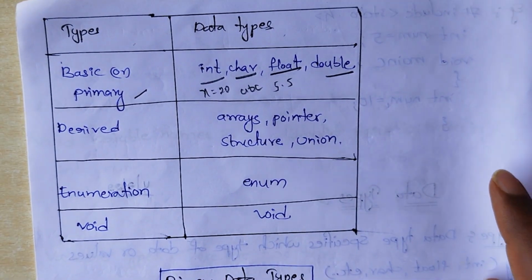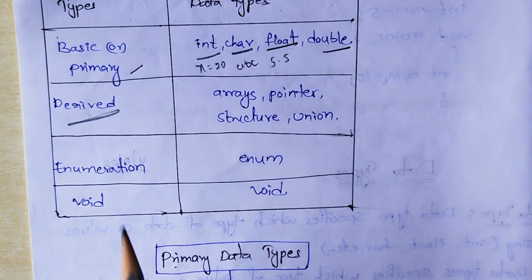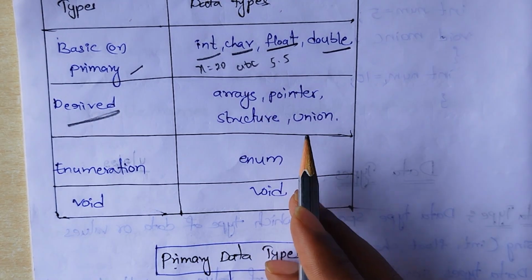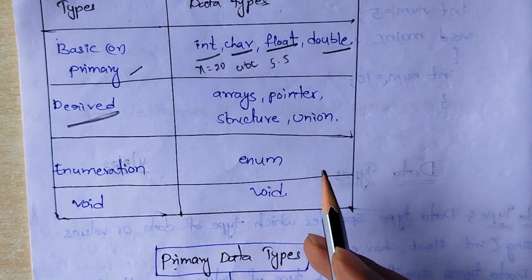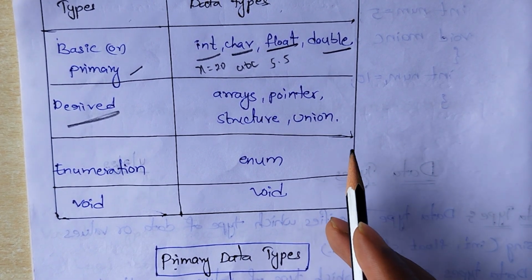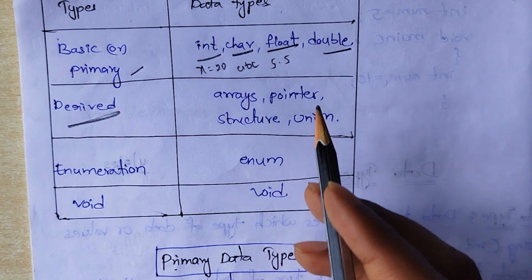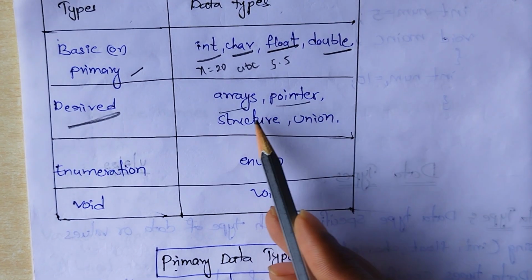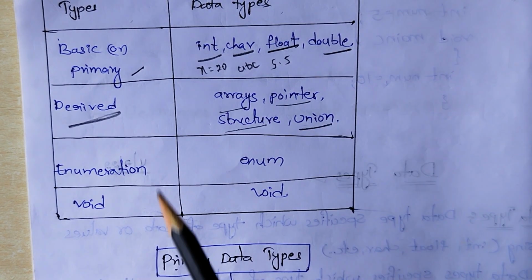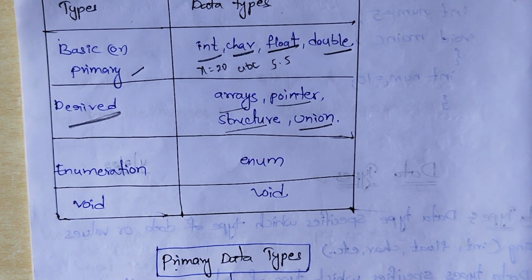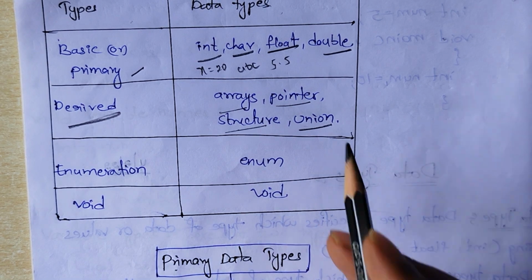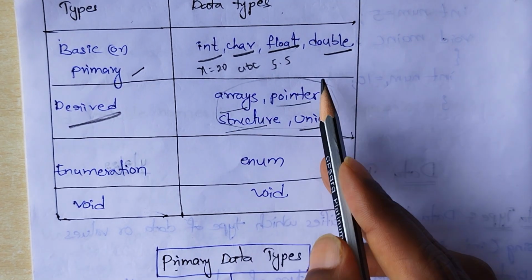And what about the derived data types? Derived data types are the data types which are created as required by the programs. Arrays, pointers, structures, and unions are all derived data types. We will discuss these four in future classes.